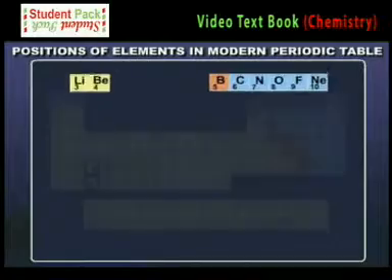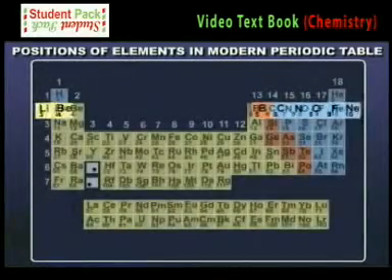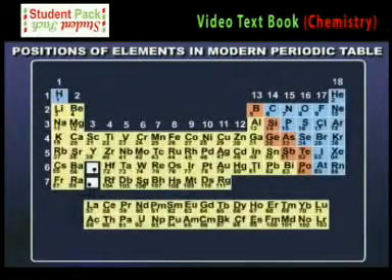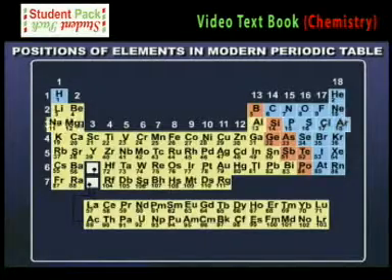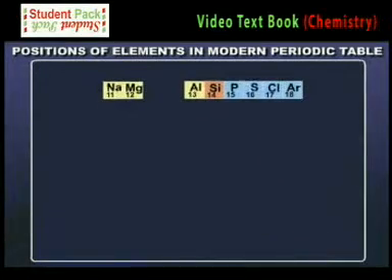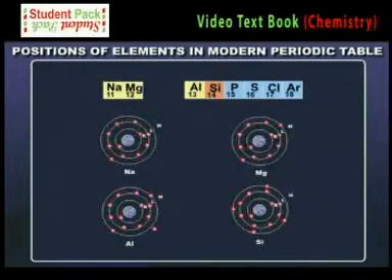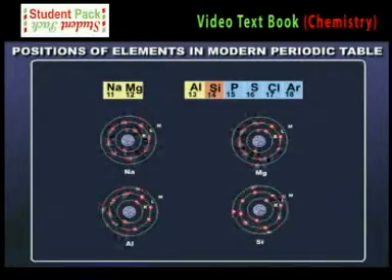Hence, we can say that atoms of different elements with the same number of occupied shells are placed in the same period. Sodium, magnesium, aluminium, silicon, phosphorus, sulfur, chlorine and argon belong to the third period of the modern periodic table, since the electrons in the atoms of these elements are filled in the K, L and M shells.